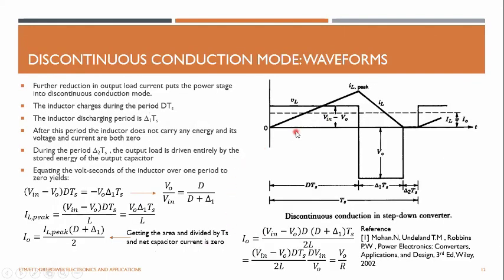In the discontinuous mode, this is your turn-on time, so the inductor current is ramping up. And when you are in the discharge mode, the inductor current goes down and becomes zero here. So there's a period where the inductor doesn't have any stored energy. So the inductor is just doing nothing here, right? We call this time period, this is the total time duration.